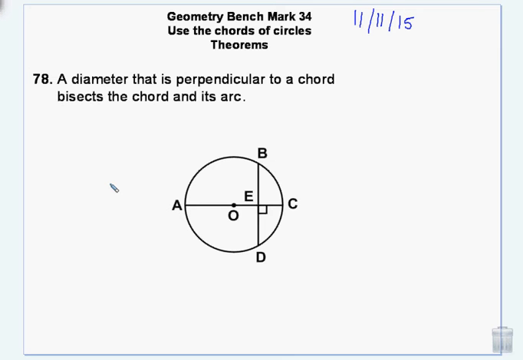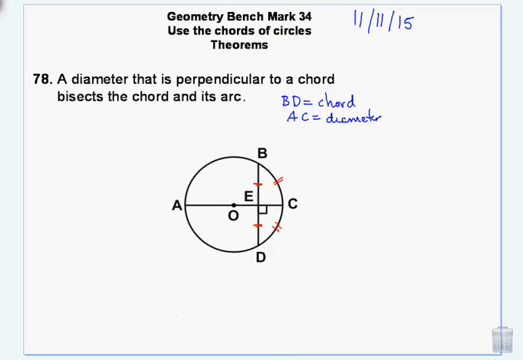A diameter that is perpendicular to a chord. Okay, so here's BD as our chord. And if AC is the diameter, so AC intersects BD at a 90-degree angle. It has to be a 90-degree angle. Then it bisects the chord and its arc. So that means that this length and this length are the same, and the arc lengths are also the same.